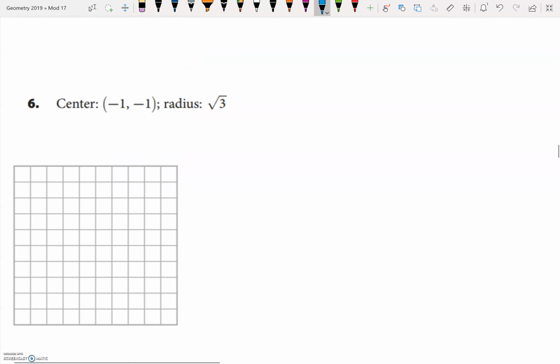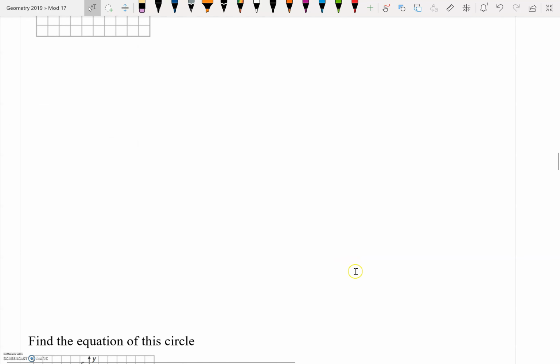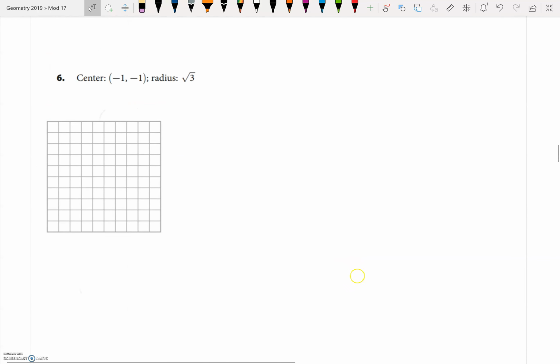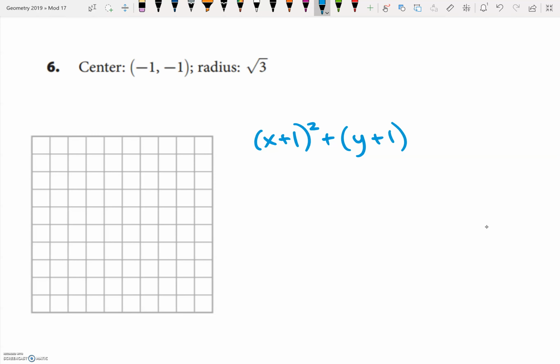I think we'll do one more. Let me see how many. Yeah, there's just two more problems that we're going to do. So go ahead and attempt this problem. All right, so we get x plus 1 squared plus y plus 1 squared equals 3.